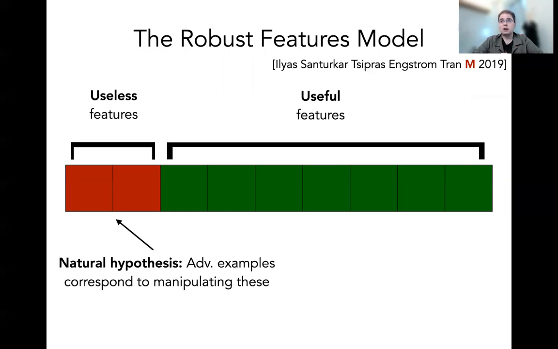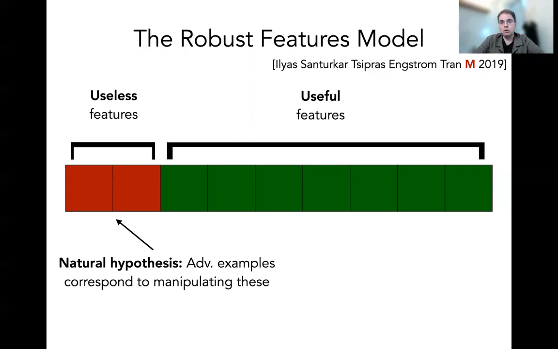And in particular, when people were thinking about adversarial examples, the hypothesis was that our models for some reason develop sensitivity to useless features, even if they are not useful for classification tasks. And adversarial examples are just manipulating these to sway the decisions in the wrong way. So that was the starting point for our robust features model.